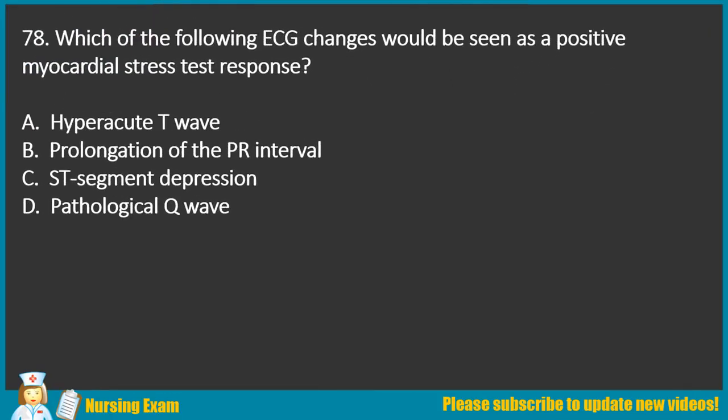Question 78. Which of the following ECG changes would be seen as a positive myocardial stress test response? A. Hyperacute T wave. B. Prolongation of the PR interval. C. ST segment depression. D. Pathological Q wave.